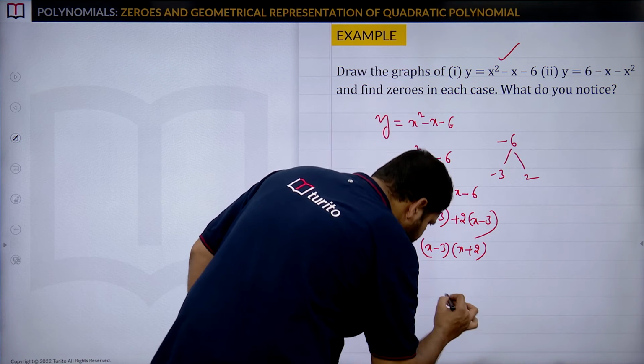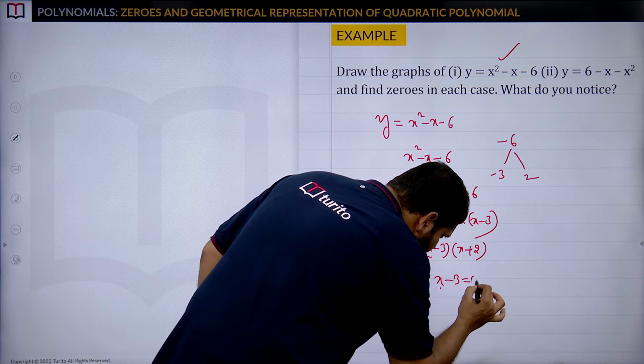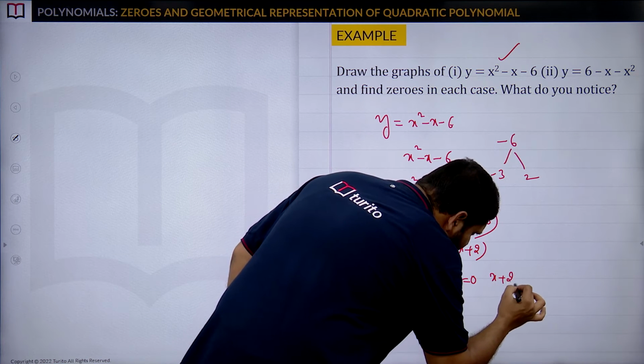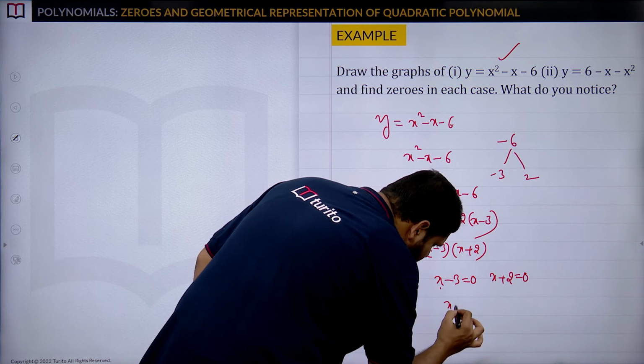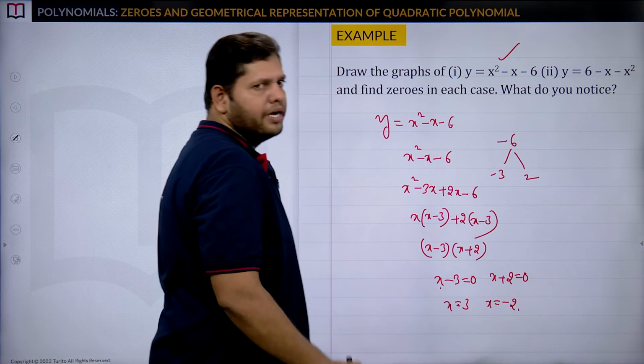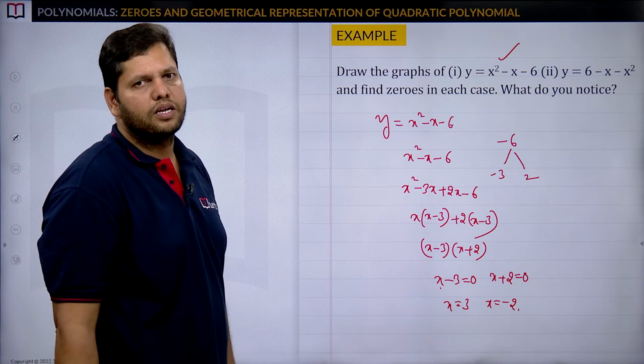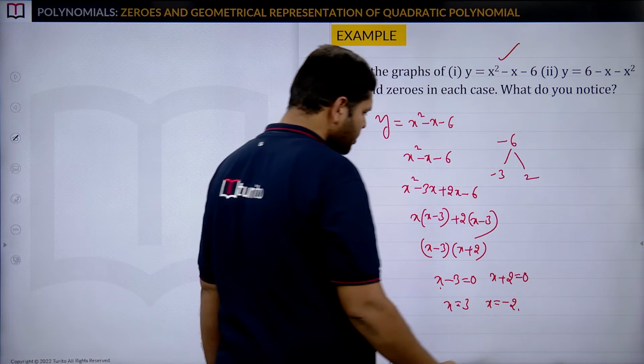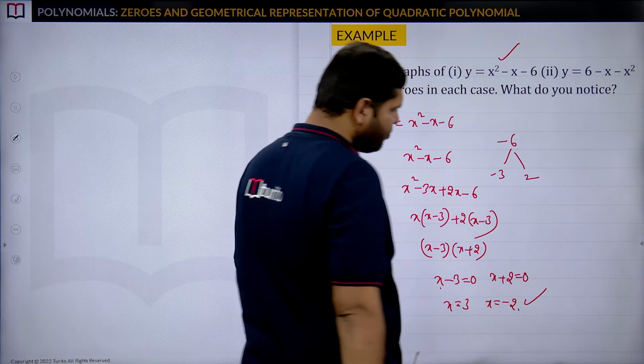Now if you want to find the zeros, what you have to do? x minus 3 equal to 0 and x plus 2 equal to 0. Then x is equal to 3 and x is equal to minus 2. Clear, children? These are the zeros of the polynomial: one is 3 and one is minus 2.